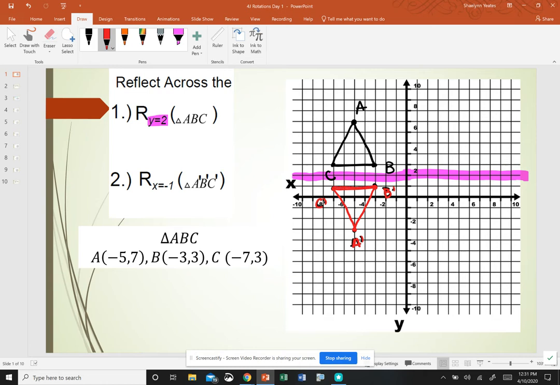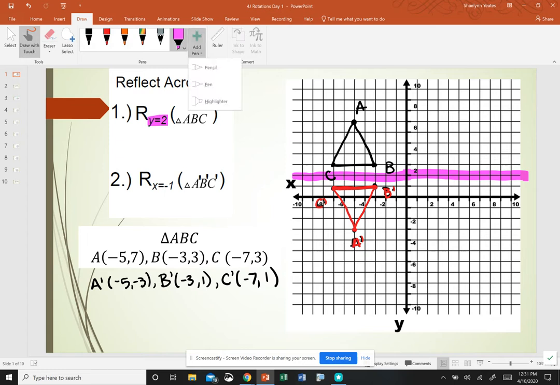All right, so with that, now it wants me to take A prime, B prime, C prime, which A prime is now at (-5, -3). B prime is now at (-3, 1). And C prime is now at (-7, 1). Now it wants me to reflect over x = -1.